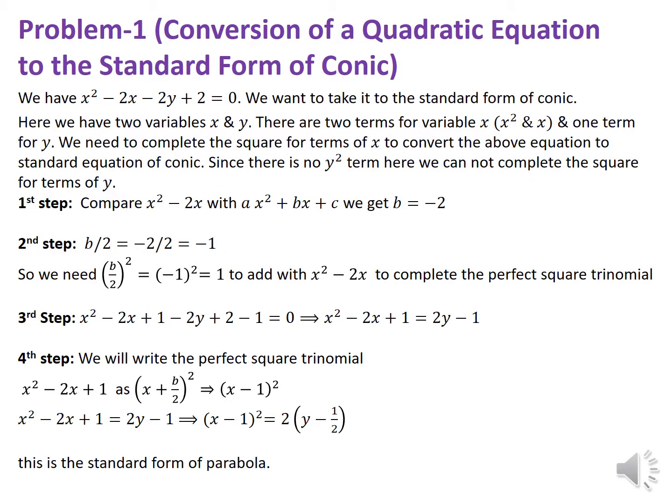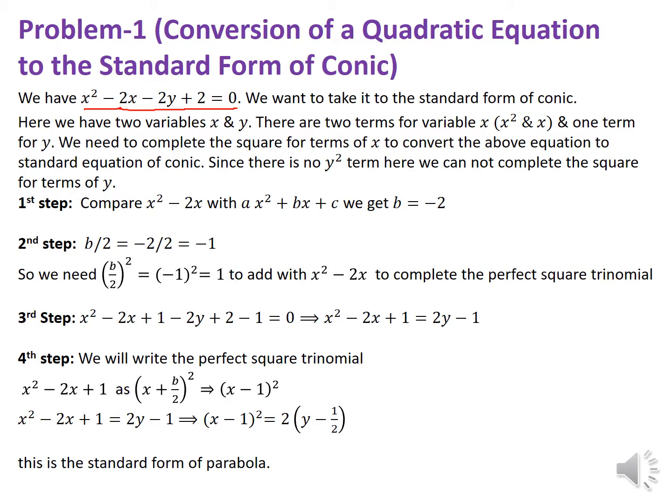So in this video, we will discuss how to convert a quadratic equation to the standard form of conic. So here is one problem. Here we have the equation x squared minus 2x minus 2y plus 2 is equal to 0. We want to convert this equation to the standard form of conic, and it is a quadratic equation since there is the term x squared.